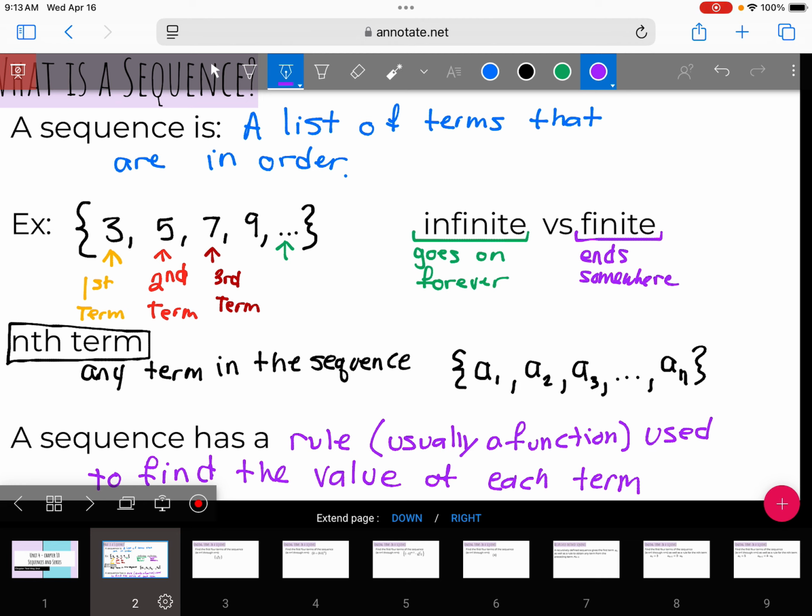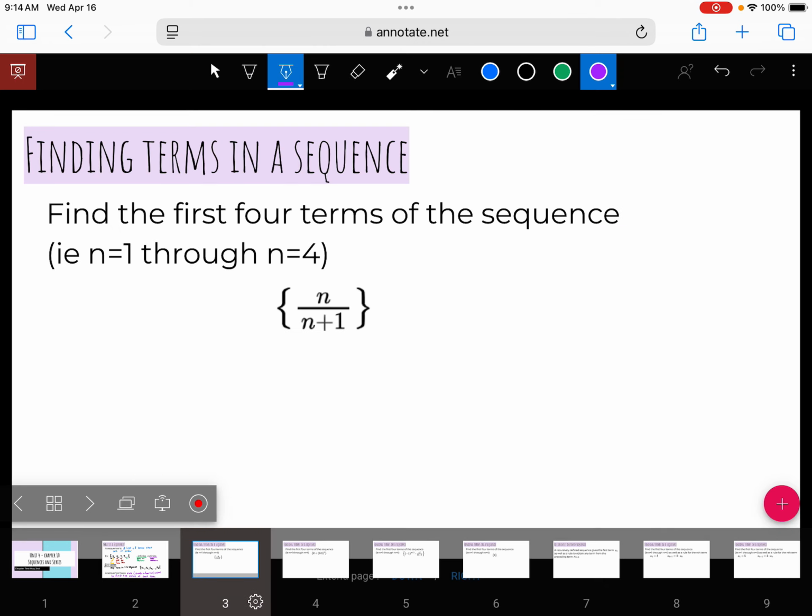So what we're going to do next is I'm going to give us a function rule. We're going to get a rule for our sequence, and we're going to find the first 4 values: a sub 1, a sub 2, a sub 3, and a sub 4. So this would be an example of a sequence. We're going to find the first 4 terms of the sequence, n equals 1 through n equals 4, of n over n plus 1.